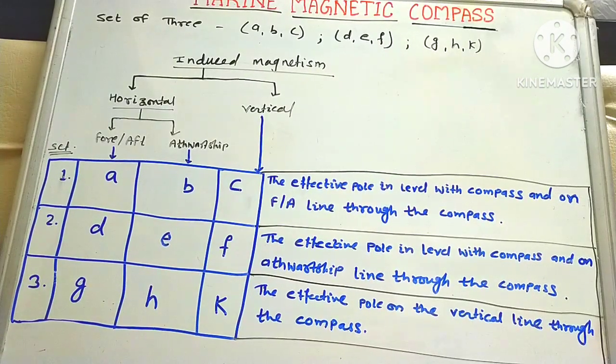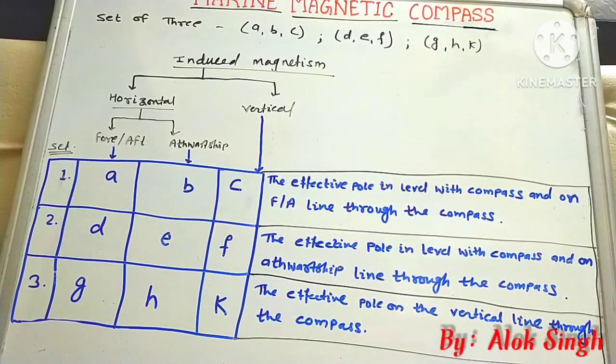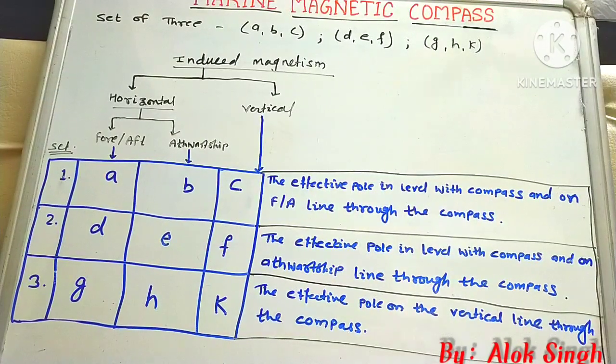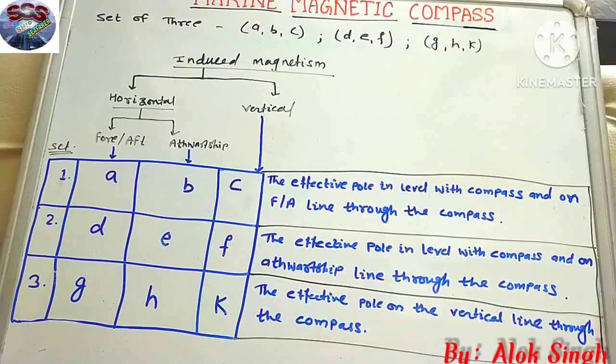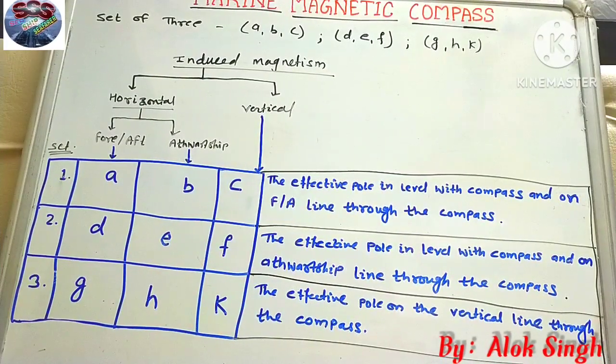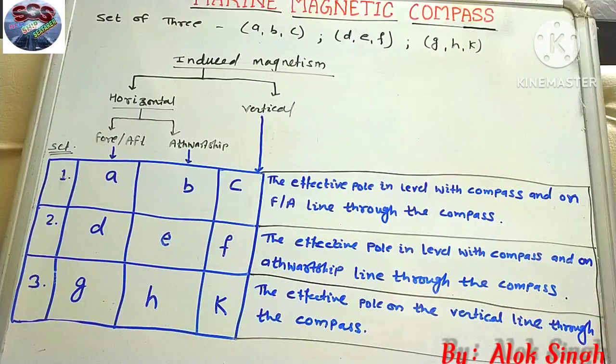Okay friends, so far in our previous video we have seen magnetism. What is magnetism? We also saw what is magnetic axis, what is end on side, what is broad side on. Then we saw earth magnetism. In earth magnetism we saw transient change and secular changes, and how the earth magnetism influences our magnetic compass.